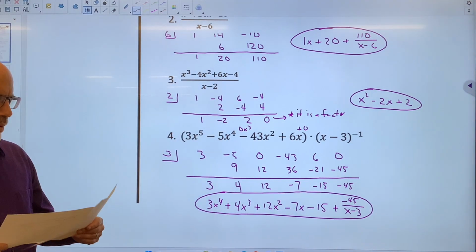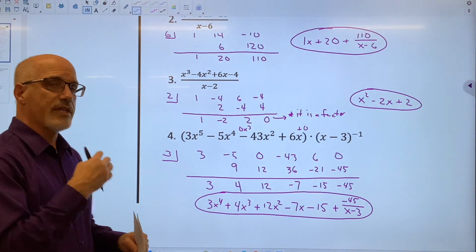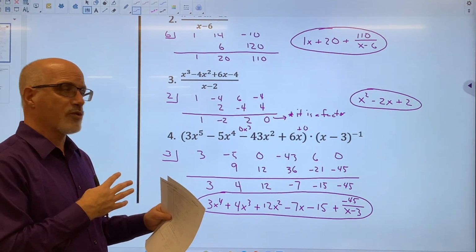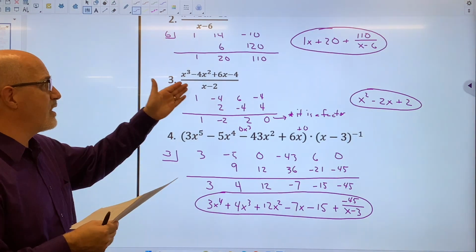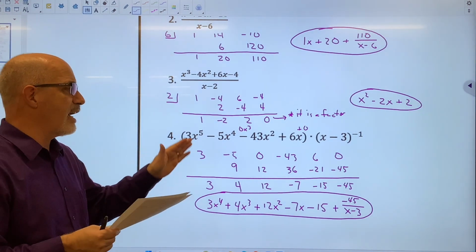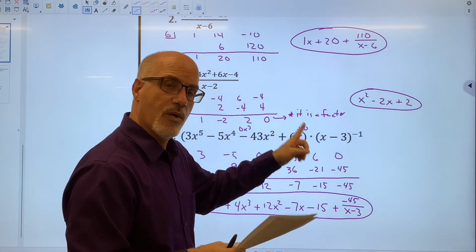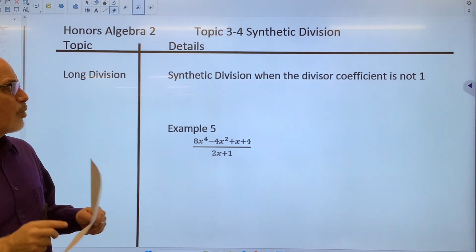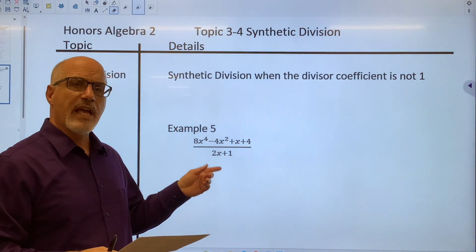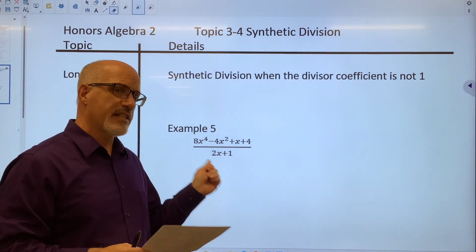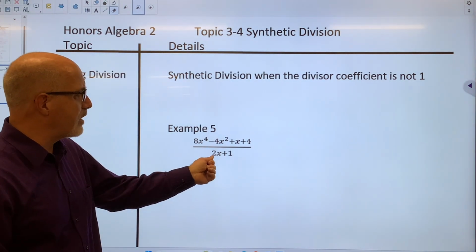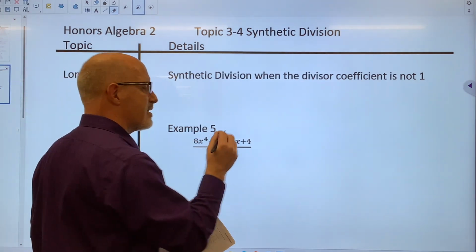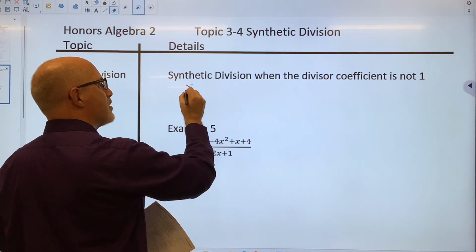Now, what we want to do next is talk about this in terms of some different types of problems. We've done all of these where the divisors all had a leading coefficient of 1. So now we're going to start with doing a problem where the divisor has a leading coefficient that's not equal to 1. So we're going to try one like this where the leading coefficient is equal to 2. So let me tell you what the setup is for this and how we adapt to that.